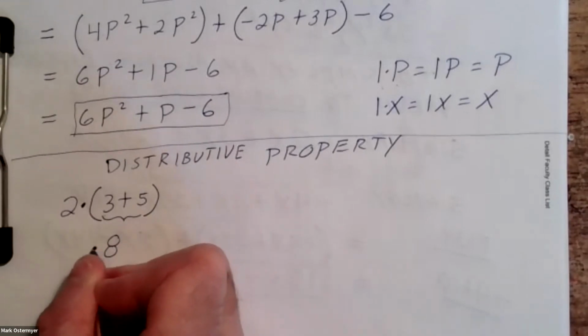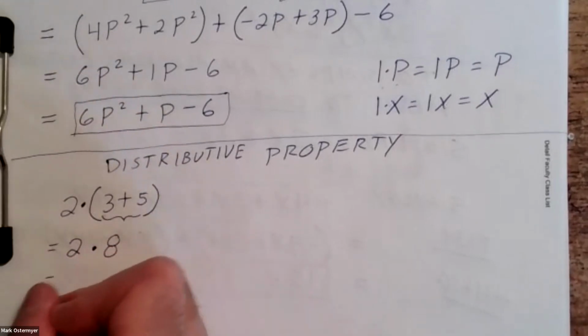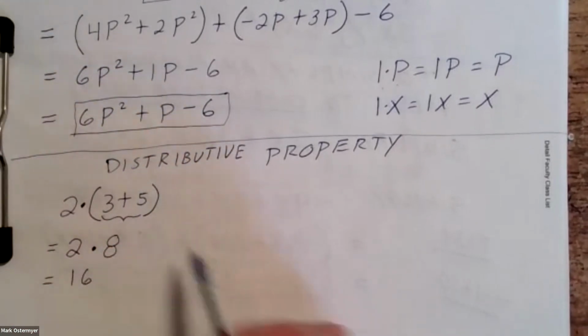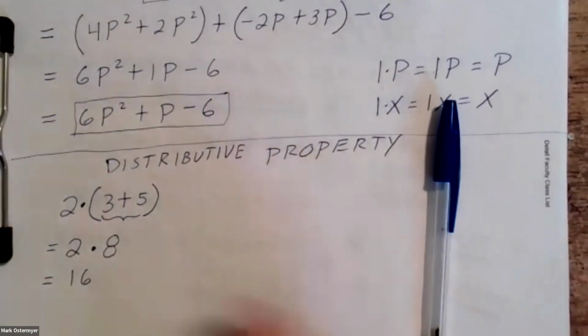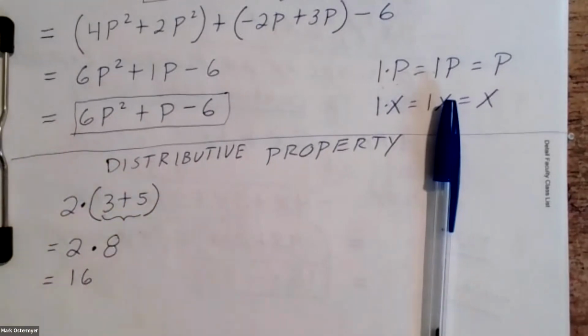And then the 8 would get multiplied by the 2. And so we would get 16. This expression would evaluate to 16. I can also show you on your calculator how we would type this in to evaluate it. 2 times quantity 3 plus 5.